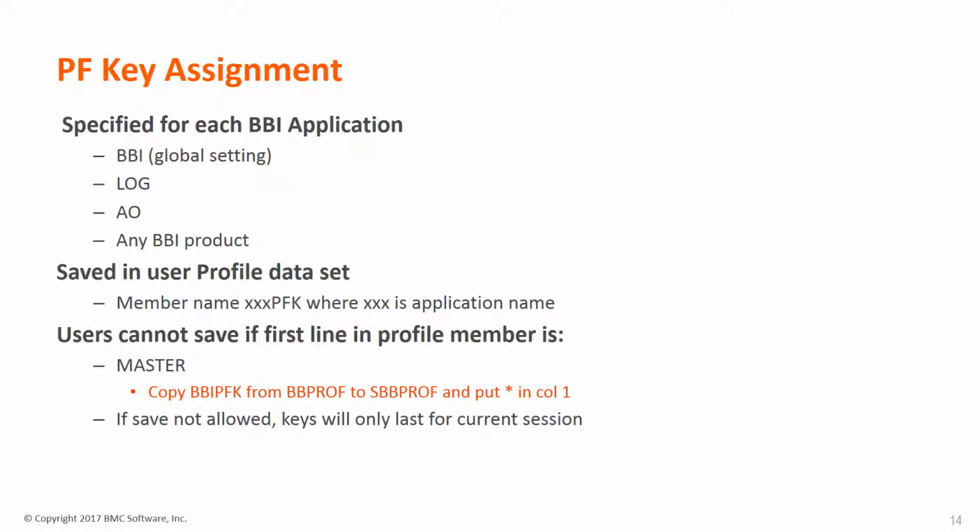Now the key assignments are saved into a profile data set with a member name that's the application name, such as log PFK. Now, if the first line in the member is master, you're not allowed to modify it. That's the one we distribute. If you want to modify a site-wide value and you want to use ours as a template, you can copy the BBI PFK from the BBPROF to the SBBPROF library and then comment out master by putting an asterisk in column 1.